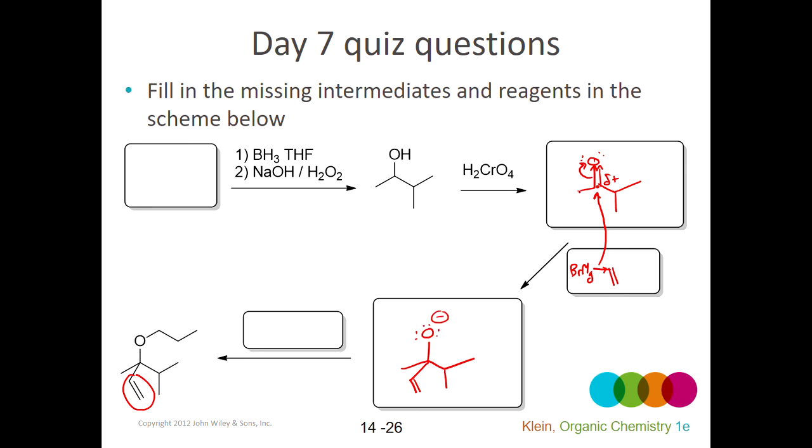All right, so let me just count the carbons again. 1, 2, 3, 4, 5. We'll call this 6 and 7. So we have 1, 2, 3, 4, 5. And now 6 is connected to 2 because 6 is nucleophilic and it attacked the electrophilic site, carbon 2.